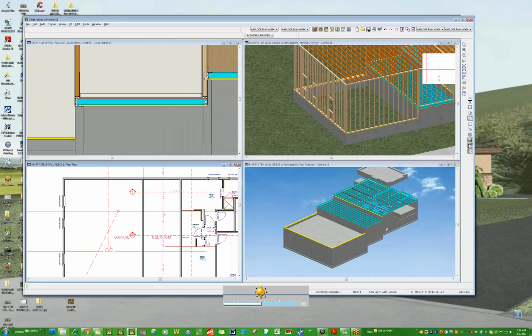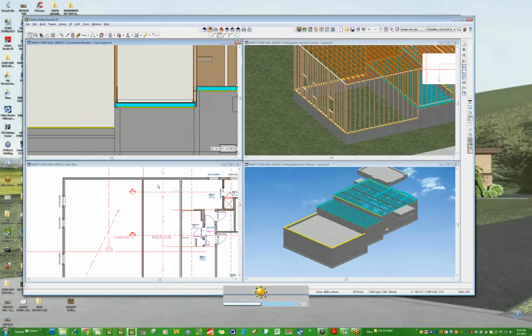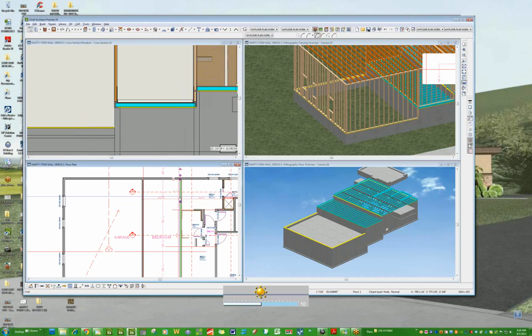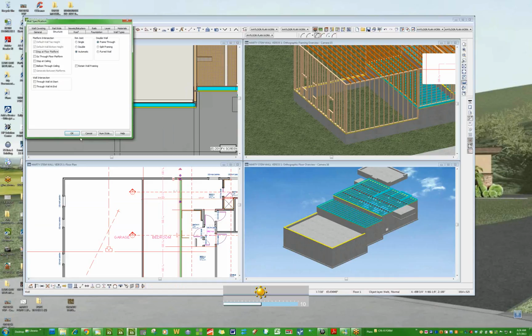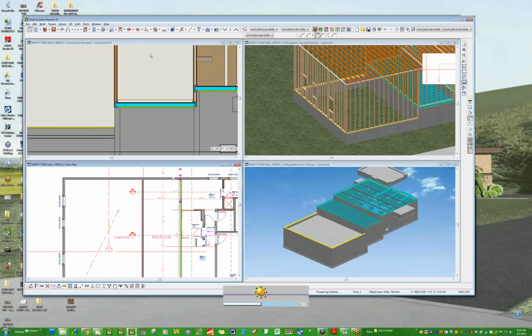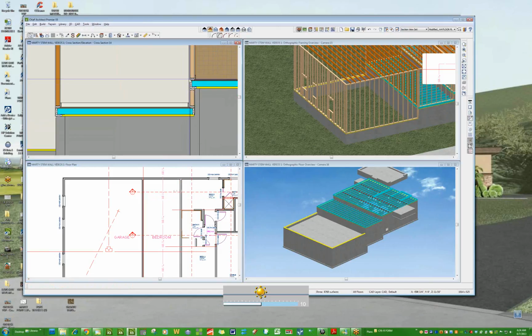So now let's go up to this wall here, and say stop at floor platform. Now let's see what happens. Better. Yeah, that's what I wanted. I got that.